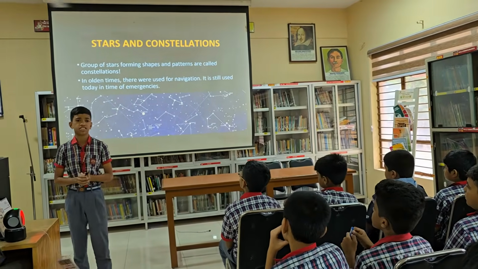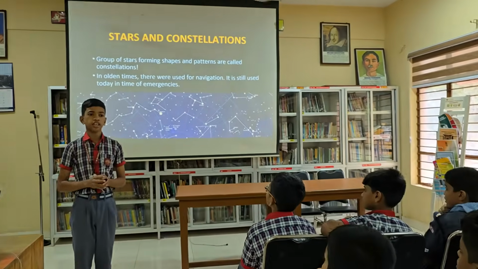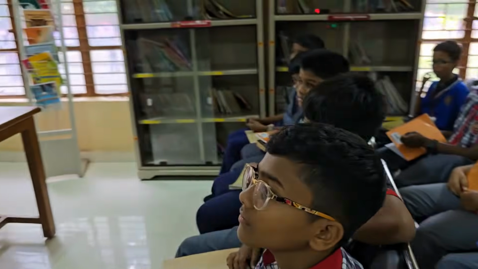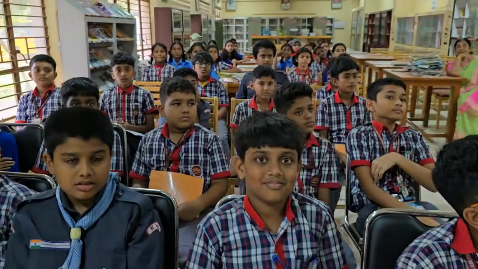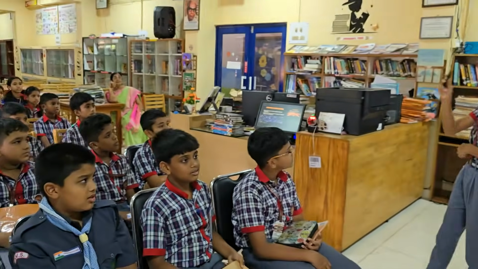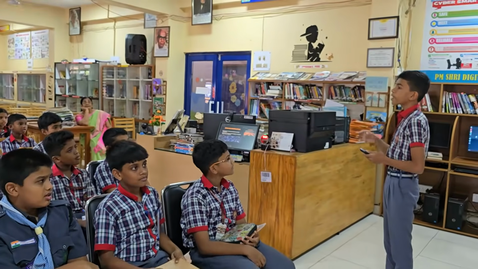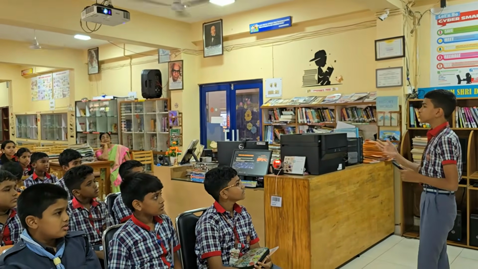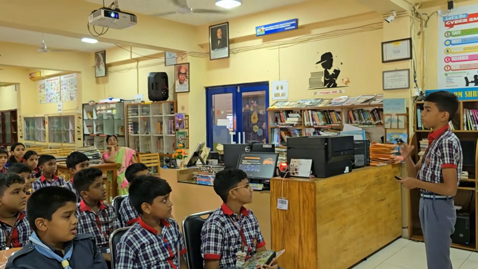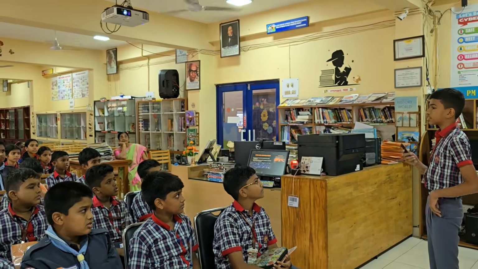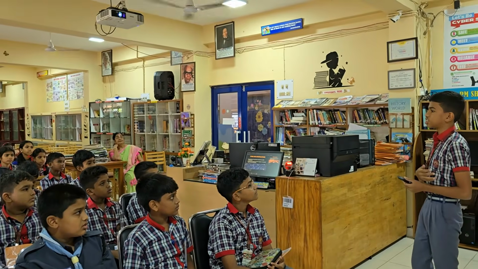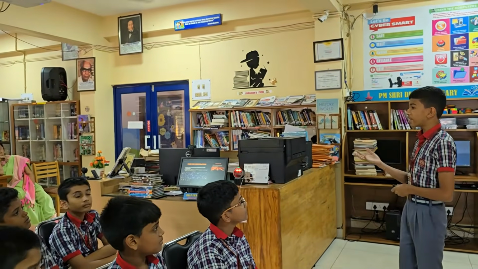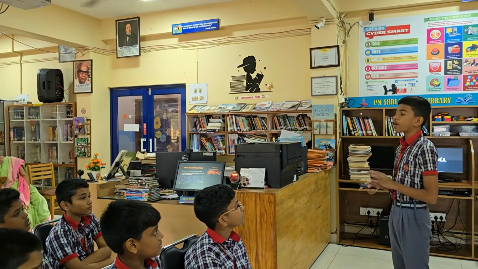Stars and constellations. We all love stargazing. We all love looking at the night sky and seeing stars and constellations. And if you actually do stargaze, you might have seen a group of stars that seem like they are forming shapes or patterns. These groups of stars are called constellations. Now these constellations not only look beautiful, but they were also used by navigators in the past to find directions.